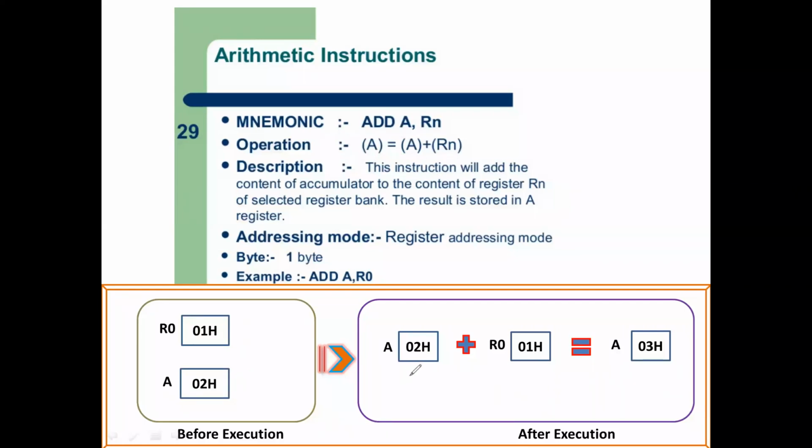Now we will have a small interaction. In hexa form, in the accumulator, I have the value 0FH, and in R0, I have 01H. What is my final answer in the accumulator? What will be my answer? 10. See, 0F.